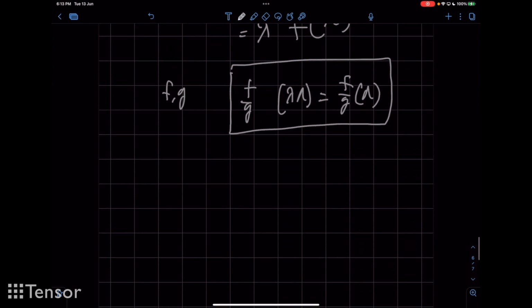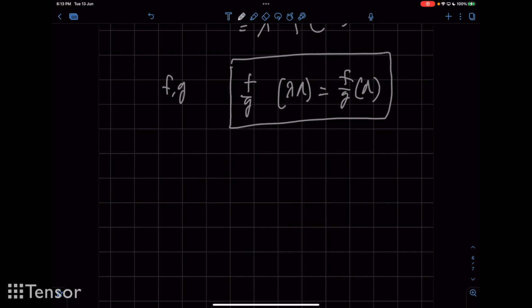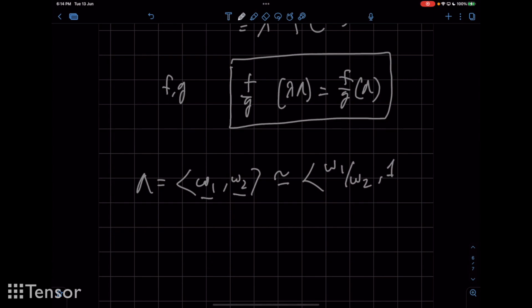Now notice that if lambda is a lattice generated by omega 1 and omega 2, and we multiply the basis elements by a non-zero complex number, then we get a homothetic lattice. This lattice is homothetic to the lattice generated by omega 1 over omega 2, 1.